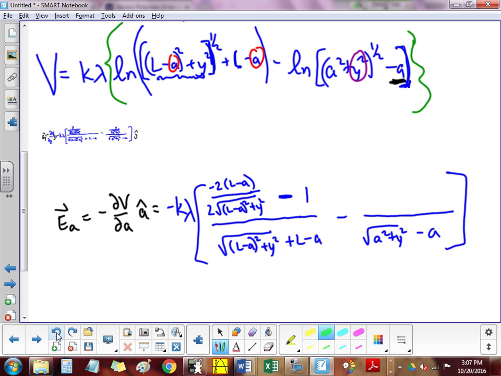Pretty complicated. All right, the next one's a little easier, not too much. But we basically have 1 over 2 square root of a squared plus y squared times 2a. 2a is the derivative of the inside of the square root.